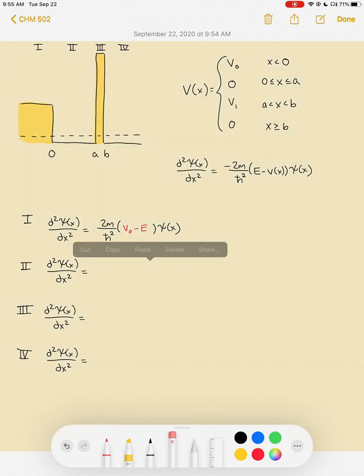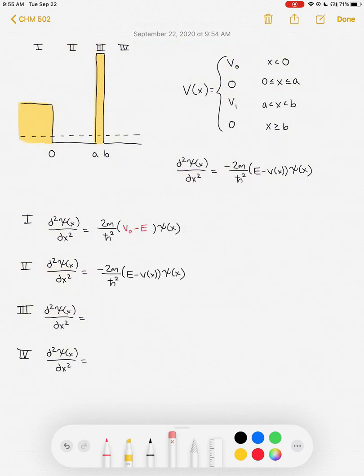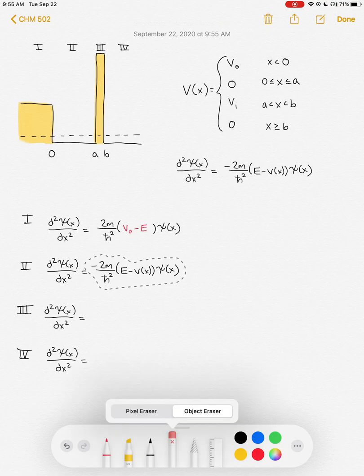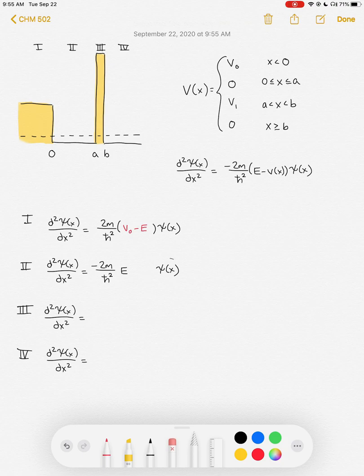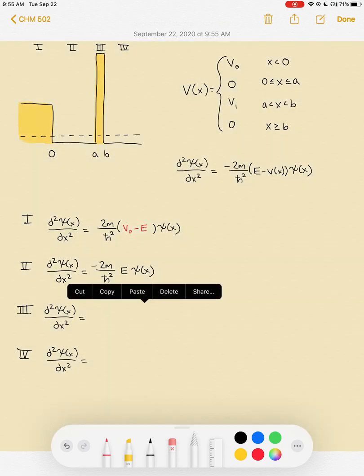All right, for the second region, we can go ahead and paste in our Schrodinger equation here, and our potential in this case is 0. So we can go ahead and erase our potential and recognize that we have the same differential equation that we did for the particle in an infinitely deep box. And this is also going to be true of our section 4; it is going to have the same solution.